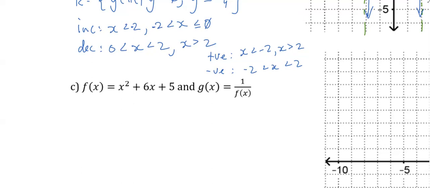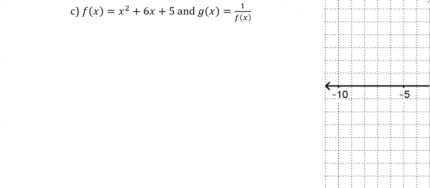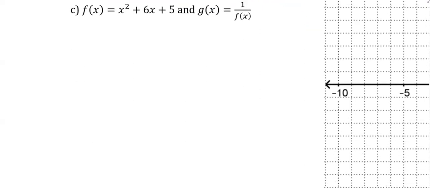Any questions about that? All right, let's move on. We got a couple more. We're going to be a bit quicker. We won't do all the details of these last two.